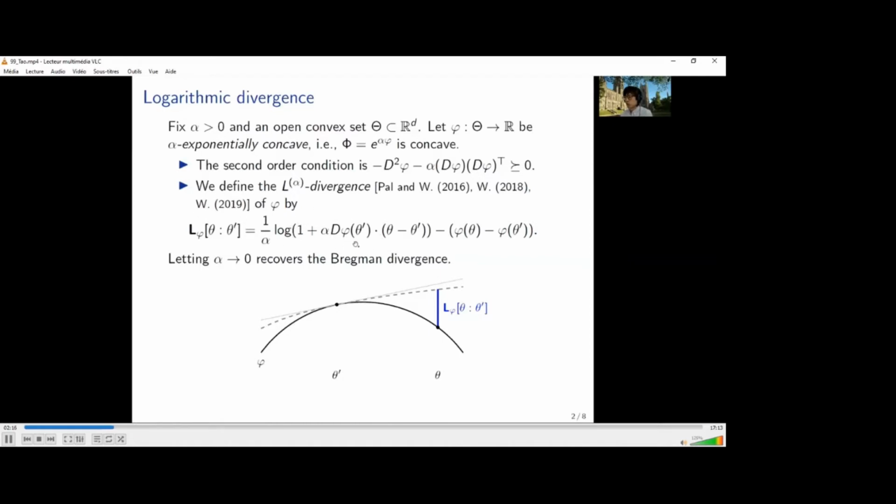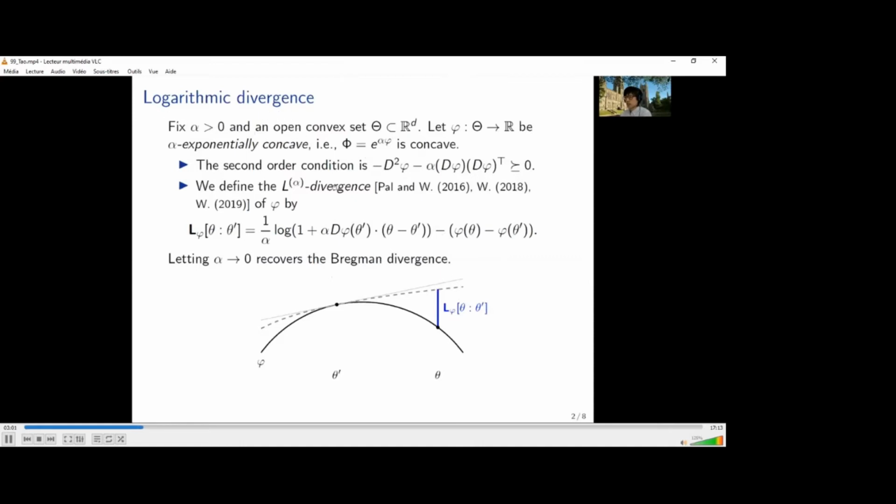I first look at the first order linear approximation, and then I have a log correction here, and then I look at the difference of the functions. It can be shown that this quantity is always positive, and it gives you this error term here. And suppose that we let alpha tend to 0 here, then we obtain just the linear term, and we recover the Bregman divergence. So this is the concept of the logarithmic divergence, where alpha, which is positive, is fixed. You can think of this as a parametric extension of the Bregman divergence tailored for exponentially concave functions.